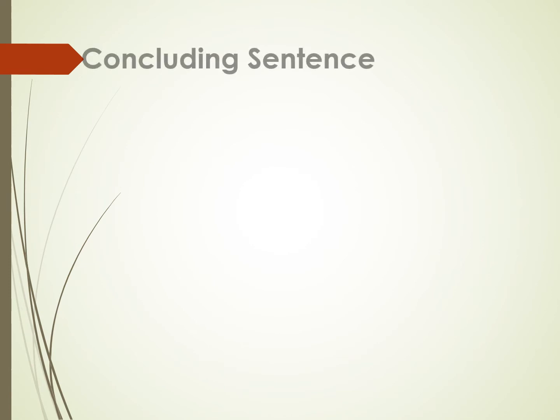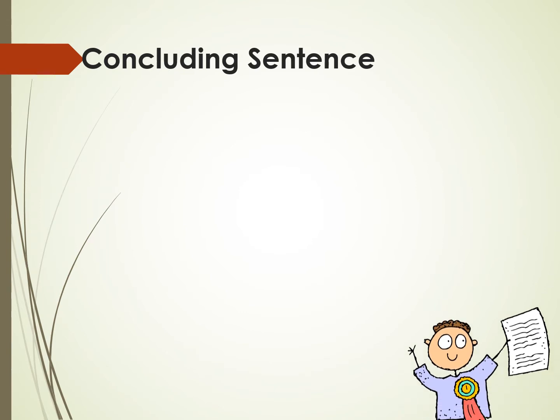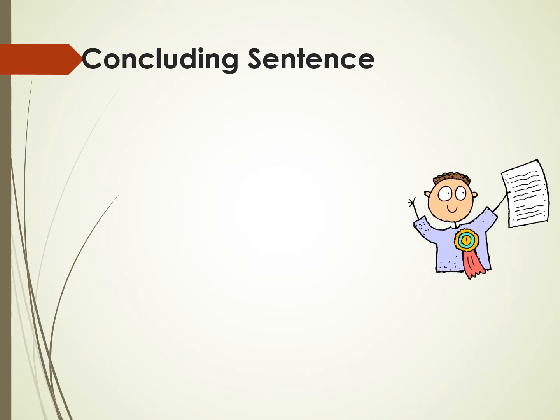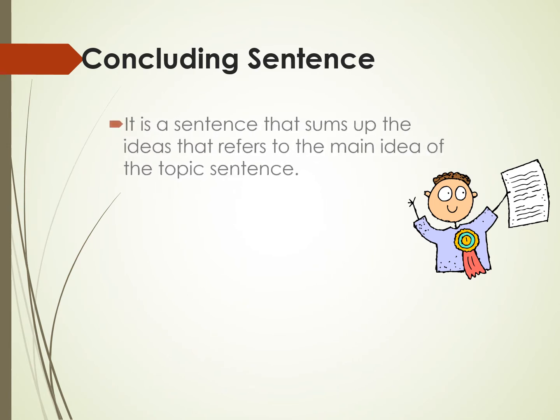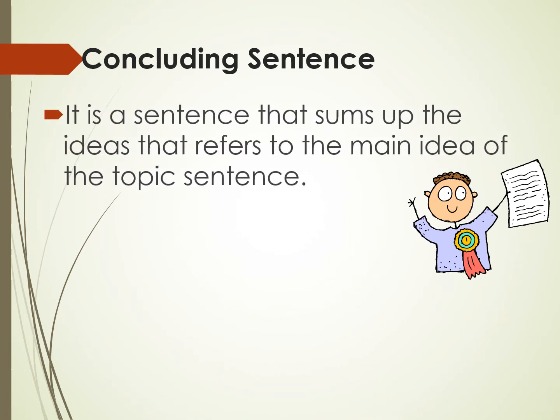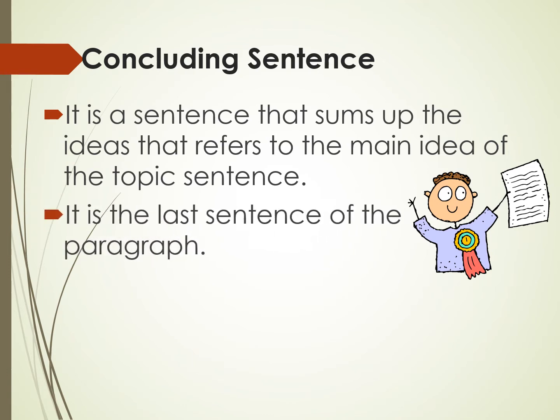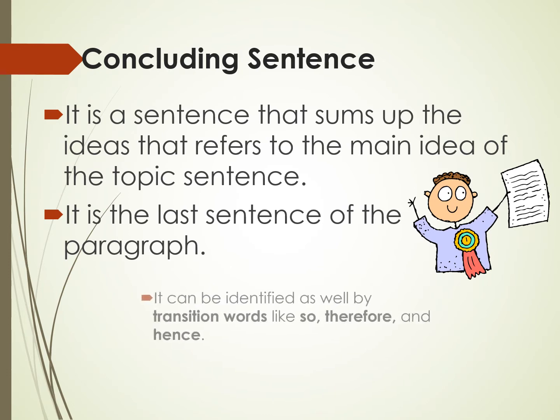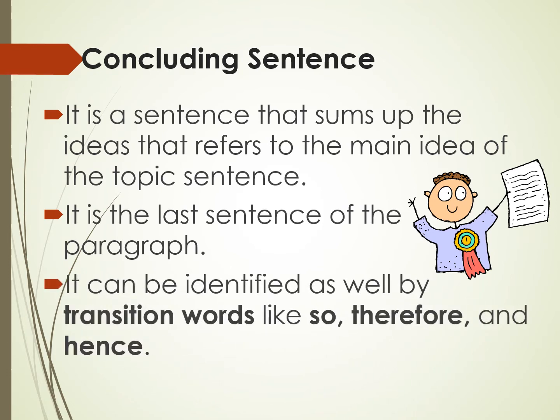What is a concluding sentence? A concluding sentence is a sentence that sums up the ideas that refer to the main idea of the topic sentence. It is the last sentence of the paragraph, and it can also be identified by transition words like so, therefore, and hence.